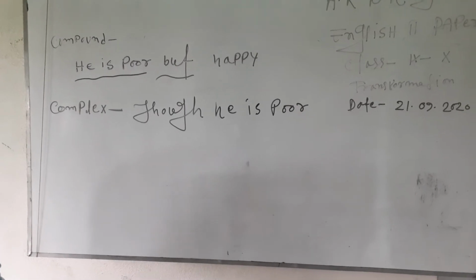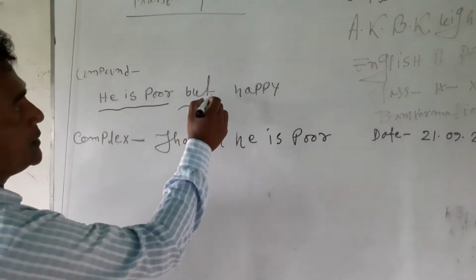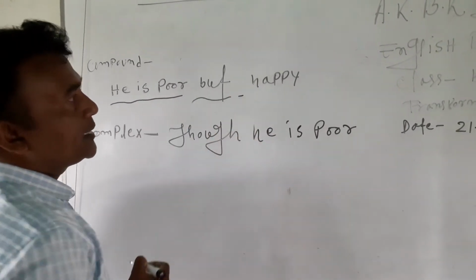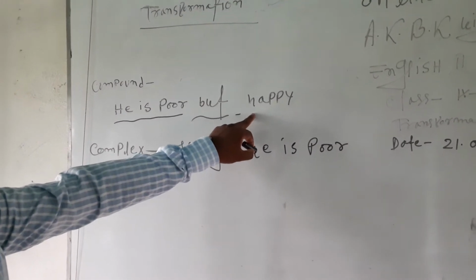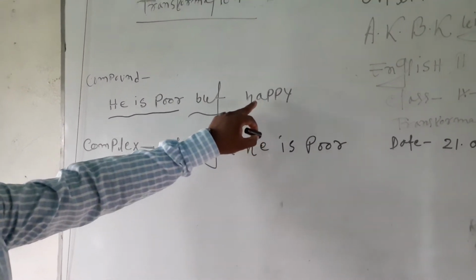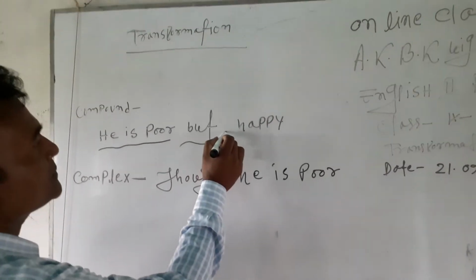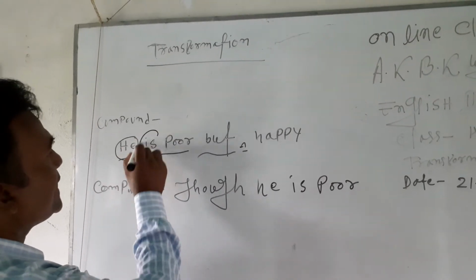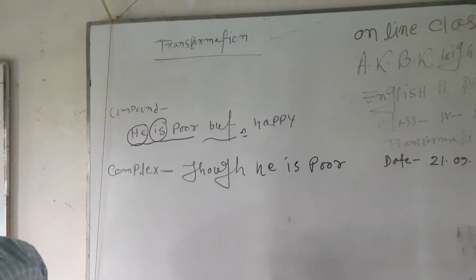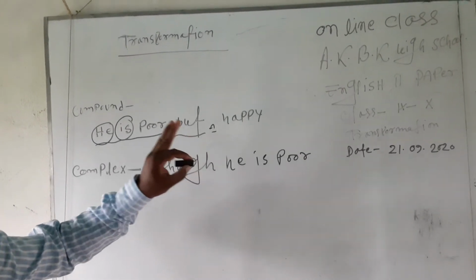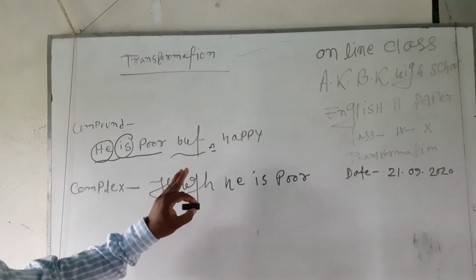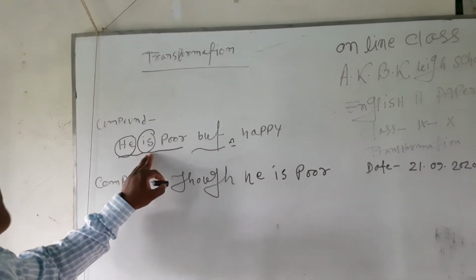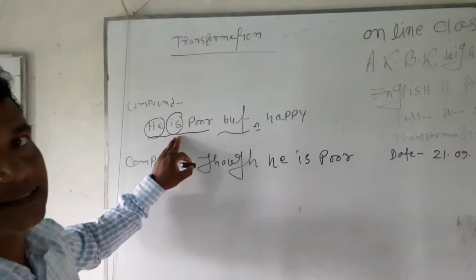Then, look at this sentence. He is poor but happy. Here we write only happy, but some things are missing here. That is the subject and the to be verb. In a compound sentence that is added by but, it is not necessary to write the subject and the to be verb of the sentence.